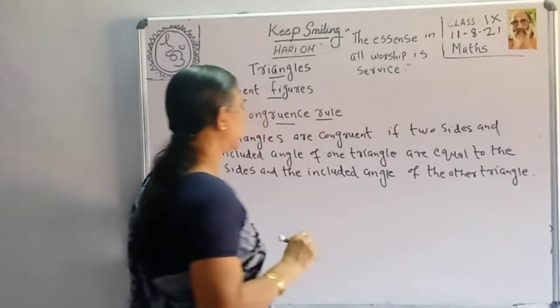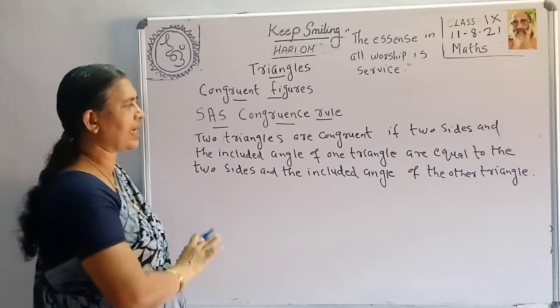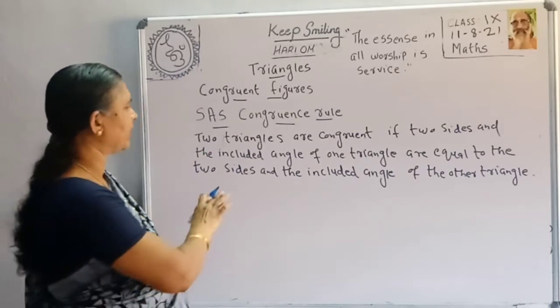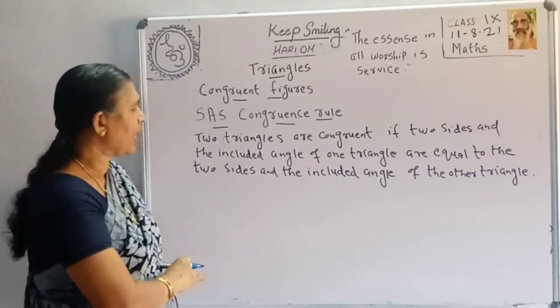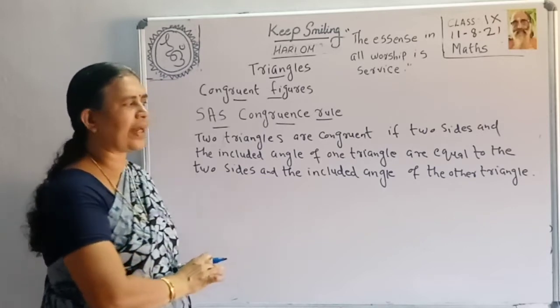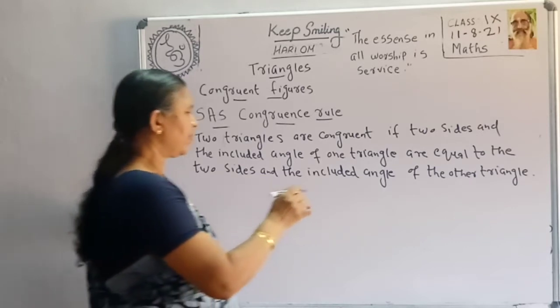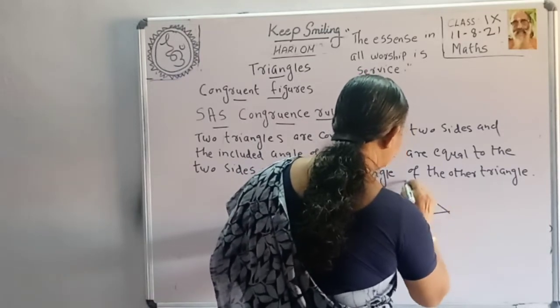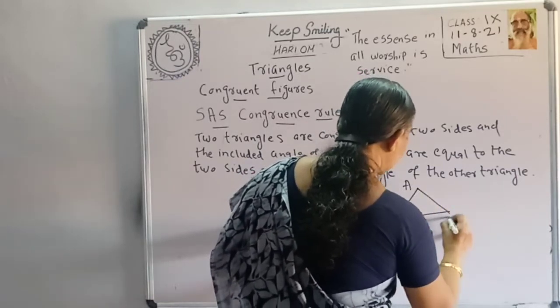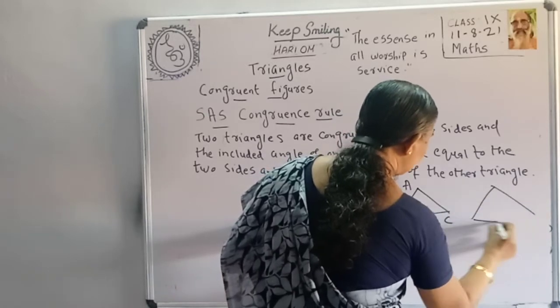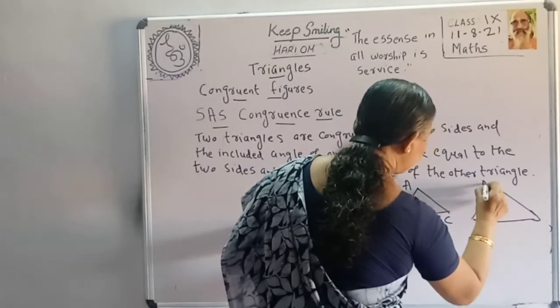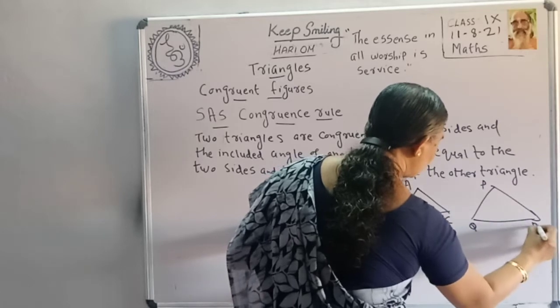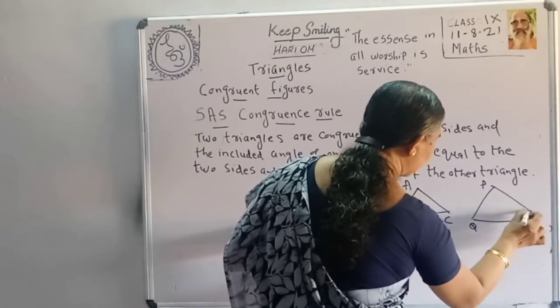So what is the SAS congruence rule? Two triangles are congruent if two sides and the included angle of one triangle are equal to the two sides and the included angle of the other triangle. For example, this is triangle ABC and this is triangle PQR.